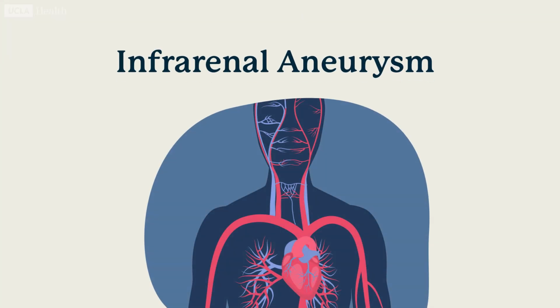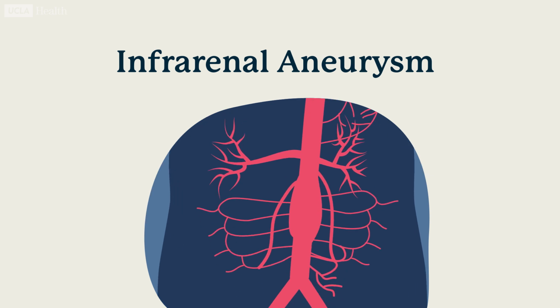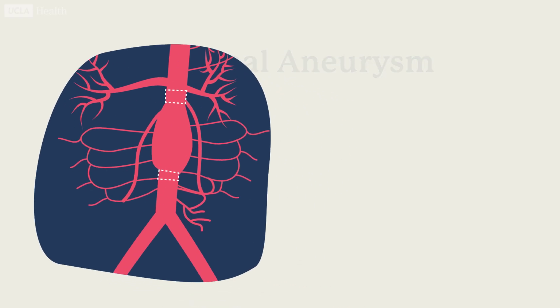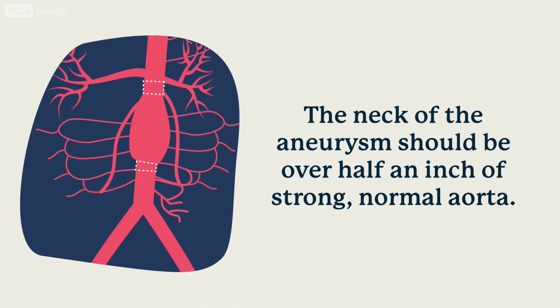The most common type is called an infrarenal aneurysm. This is a bulge that forms below the kidney arteries. We need a healthy section of aorta to attach the stent graft to. We call this section the neck of the aneurysm. It should be just over half an inch of strong, normal aorta.